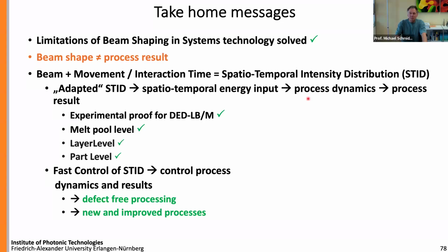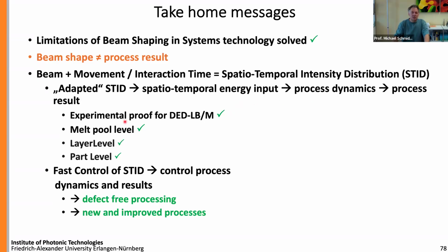We have to keep in mind that the beam shape does not equal the process result, but the beam and the movement define the spatial temporal intensity distribution on the workpiece. And if we are able to adapt this, we adapt the energy input, we control the process dynamics, and with this, the process result. So it's a chain of causalities.